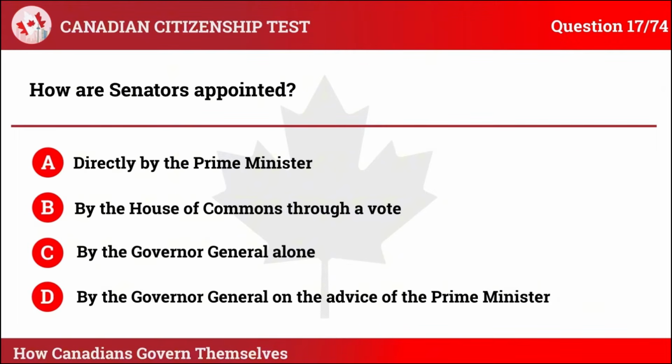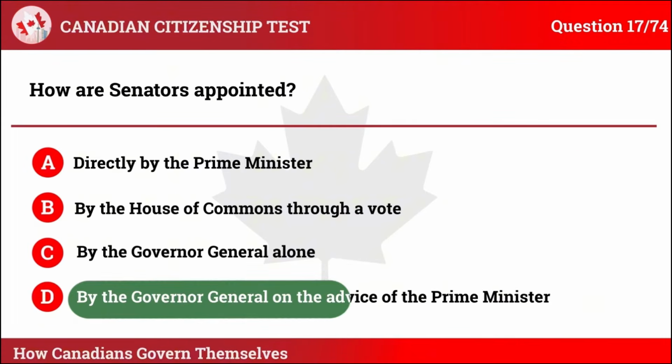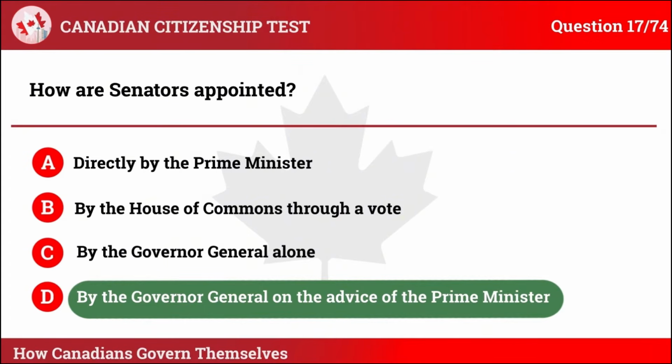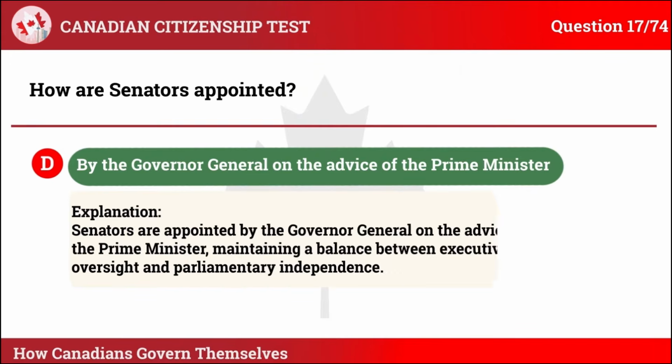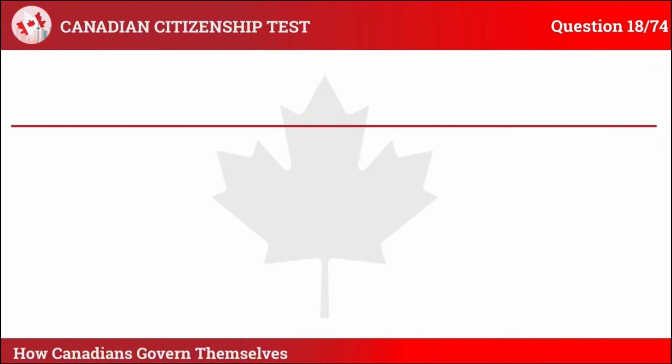The correct answer is D. By the Governor-General on the advice of the Prime Minister. Explanation: Senators are appointed by the Governor-General on the advice of the Prime Minister, maintaining a balance between executive oversight and parliamentary independence.